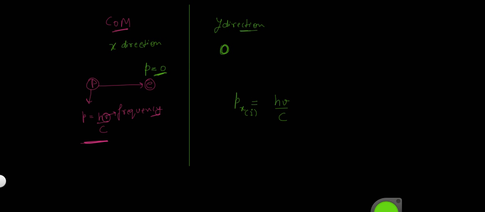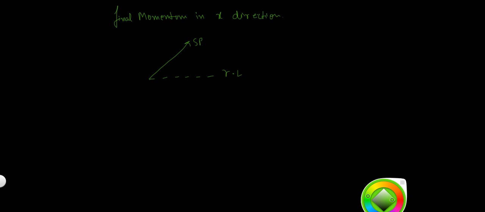Now this is the initial momentum in the x direction, and the final momentum in x direction can be given as, first of all, let me draw the system. You have a scattered photon, and this is the reference line. This is here the recoil electron, and that is phi.